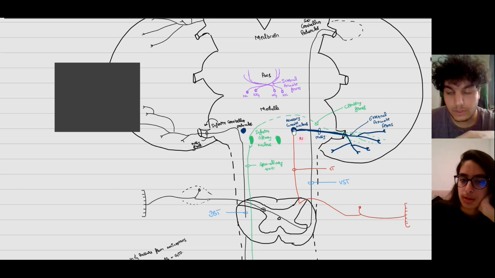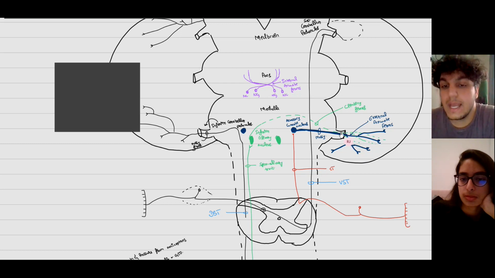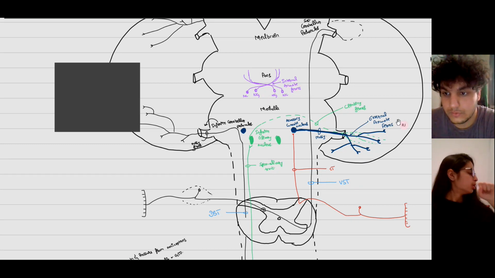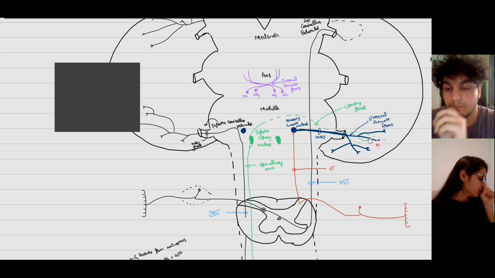Then the accessory cuneate nucleus fibers carry them all the way to your cerebellum, again via the inferior cerebellar peduncles. And these are called your external arcuate fibers. Internal arcuate fibers for the DCML pathway and external arcuate fibers for the cuneocerebellar pathway.